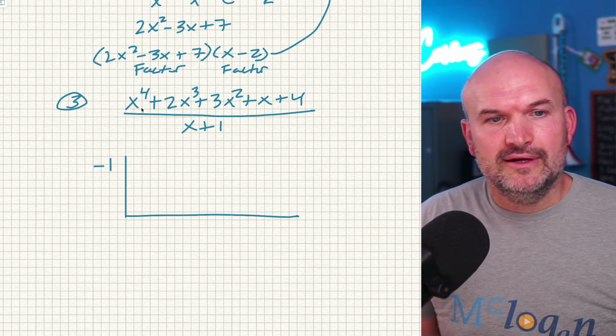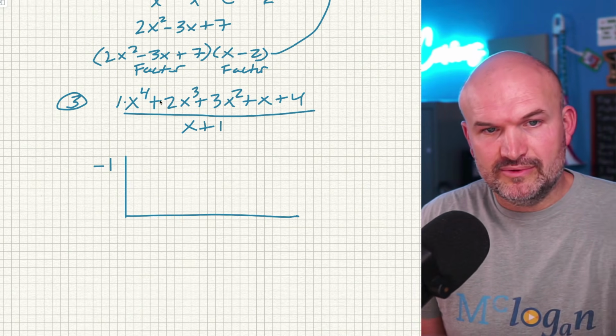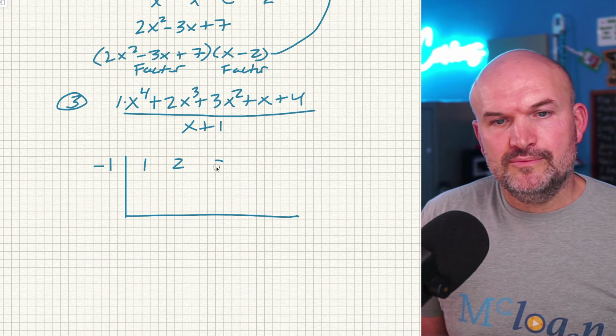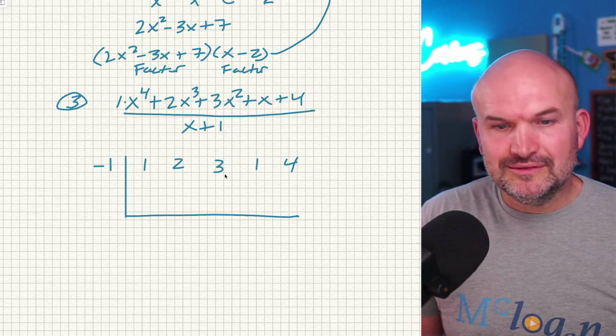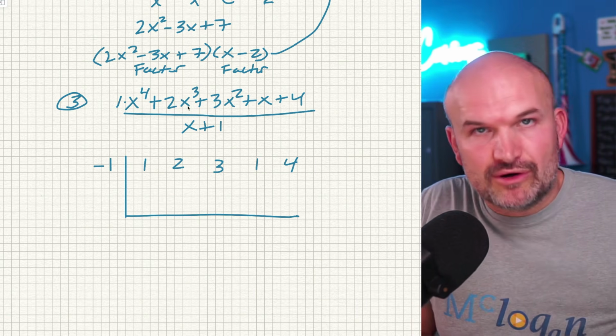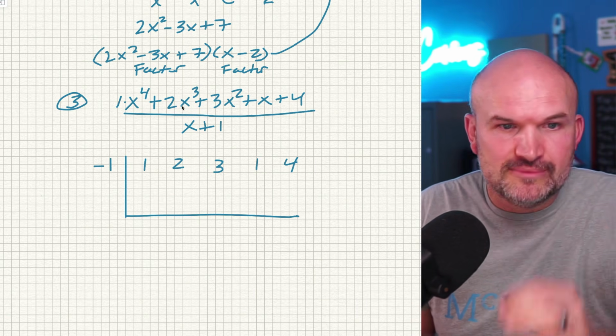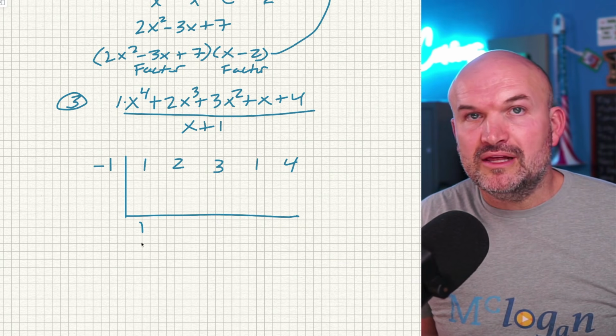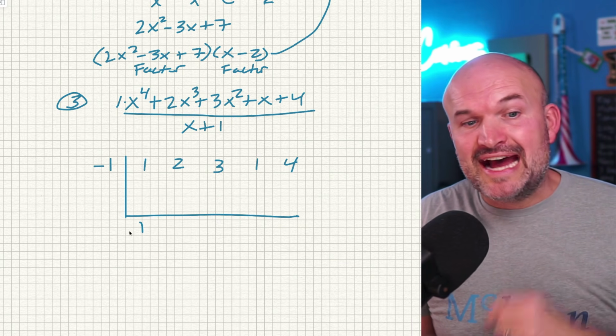I'm not going to do the work. We recognize this is a 1. We see this is in descending order. So therefore I just take a 1, a 2, a 3, a 1, and a 4. And again, if there was not an x cubed, you would use a 0, right? So make sure for any missing terms, you always include a place value there. So again, first one, that's a freebie. We love that one. Multiply on the diagonal, add on the vertical.